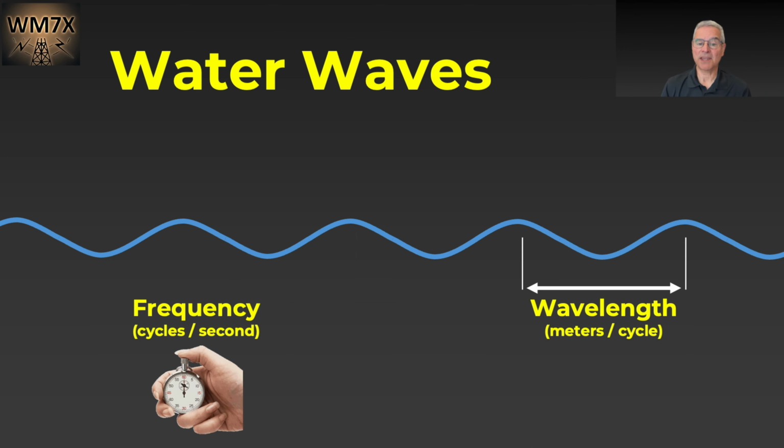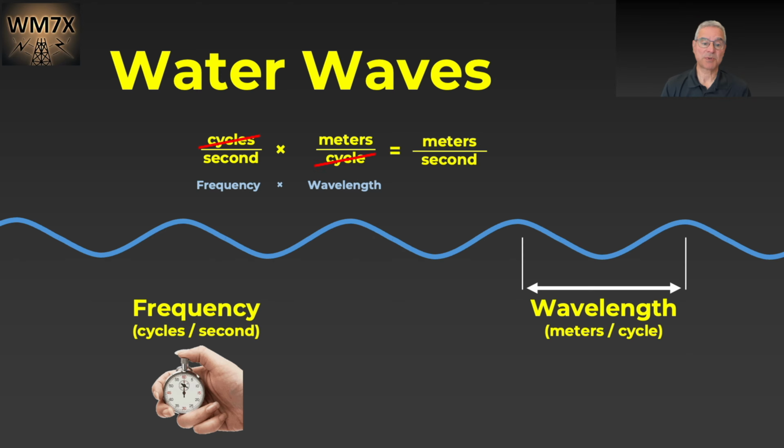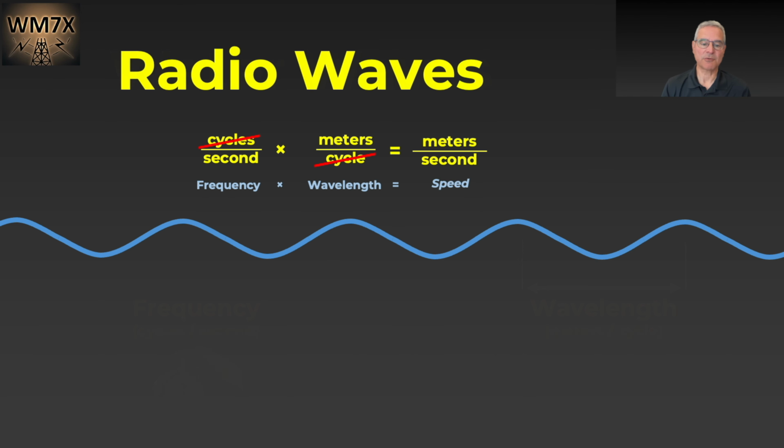And you might notice that if you multiply the frequency by the wavelength, you end up with meters per second, which is a speed. It's the speed of the wave. So how fast exactly is a water wave? Well, it depends on how deep the water is and its temperature and a bunch of other factors. So let's see how all of this compares to radio waves.